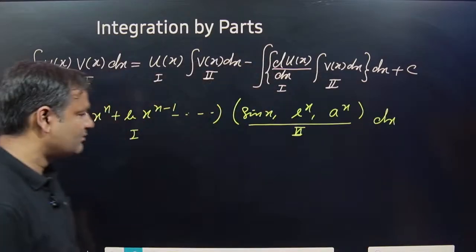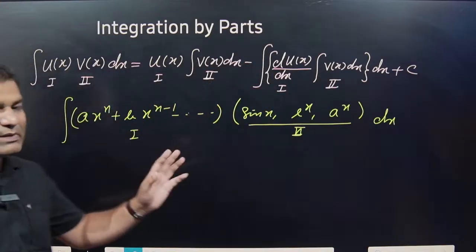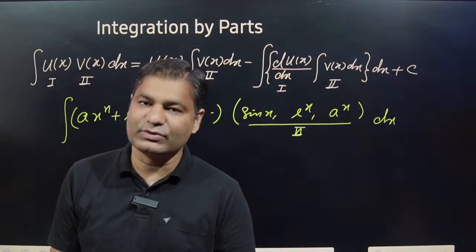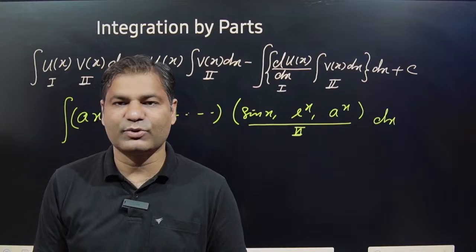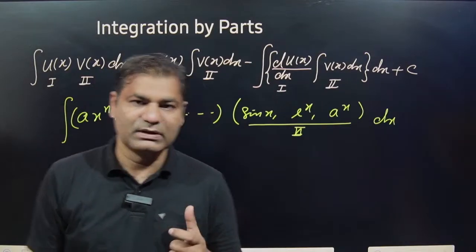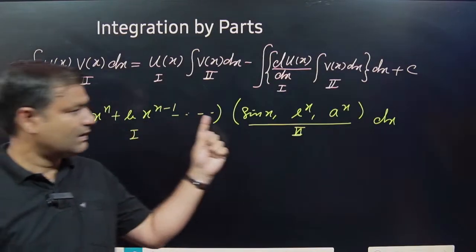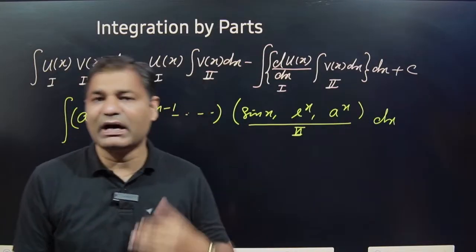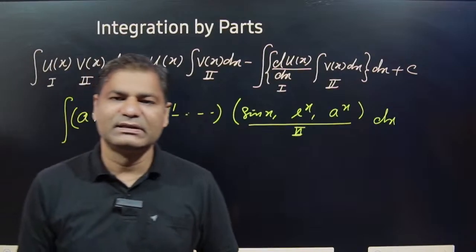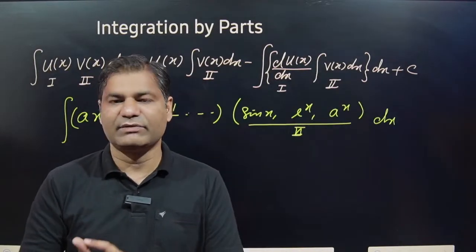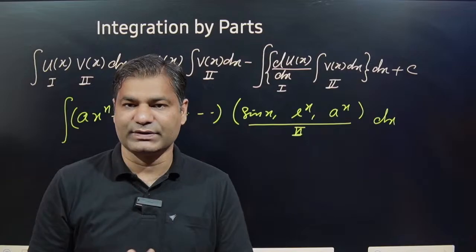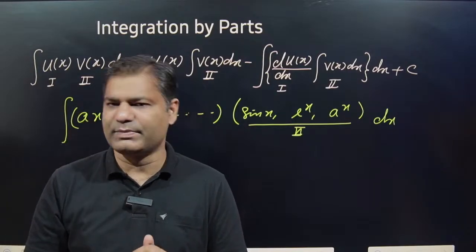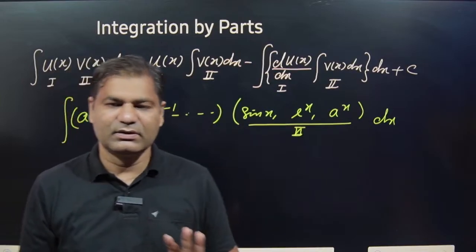It means what I am saying: if a polynomial function is available, meaning x cube, x square, simply x to the power 3, x to the power 5, x to the power 10, then that one is taken as first function. And after that, if sin x, or e to the power x, or 2 to the power x is available, then that type of function is taken as second function. Okay, 99% of questions you can solve by this method. I hope it is clear.